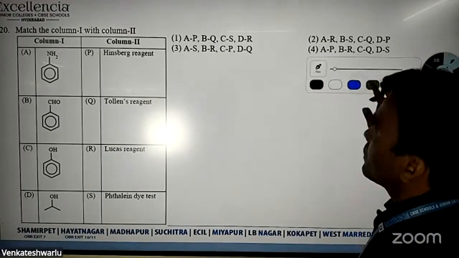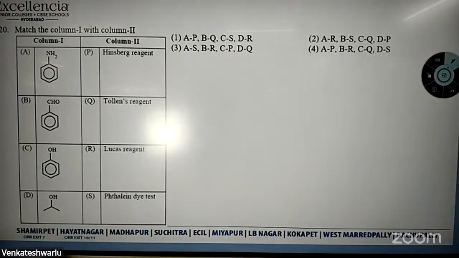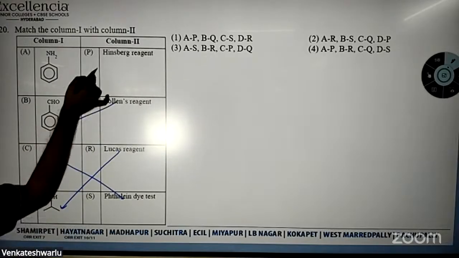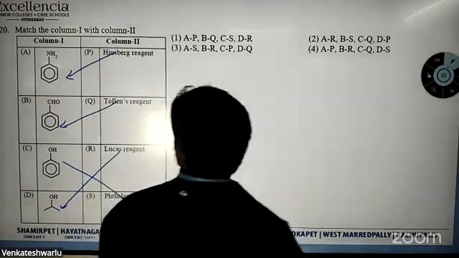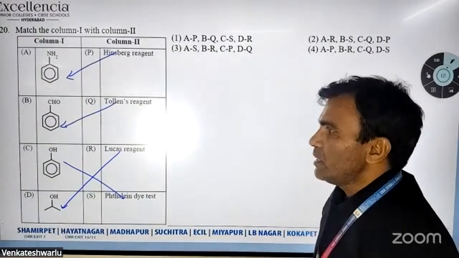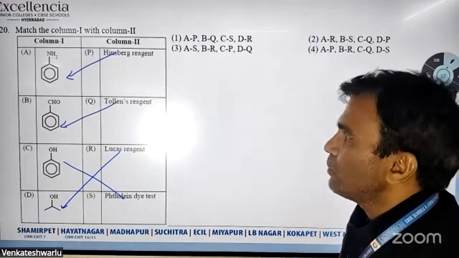It's an easy question here. Hinsberg reagent, Lucas reagent, phenolphthalein dye test. Lucas reagent is used to identify the alcohols. Now, Tollens reagent and Hinsberg reagent. Hinsberg is related to amines. Tollens reagent is related to aldehydes. Lucas reagent is related to alcohols. And the phenolphthalein dye test is related to phenol.